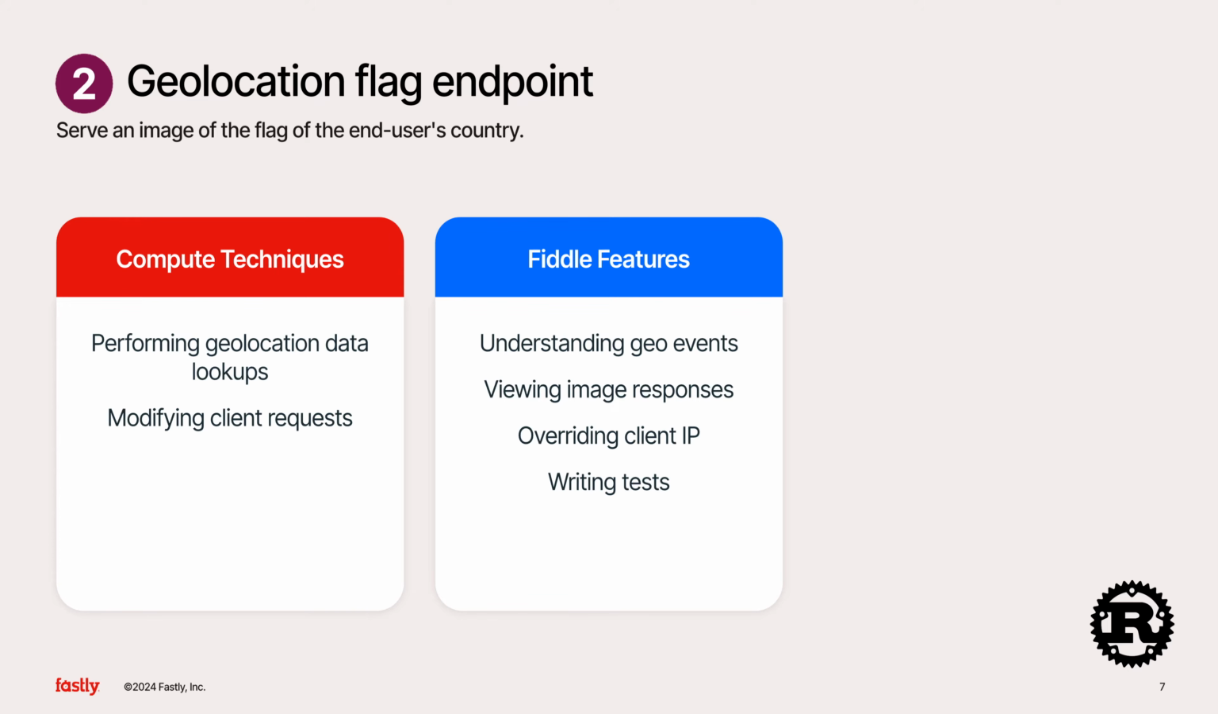So I'm going to create an endpoint that serves a flag. This will enable me to demonstrate using geolocation in Fiddle and modifying the request that comes from the client to make it compatible with an upstream API. We'll also be looking at image responses and how Fiddle represents those, and writing some tests for the first time. So let's get into that.